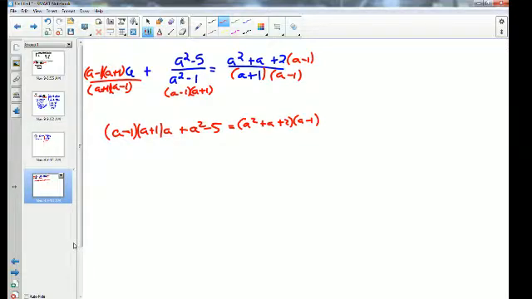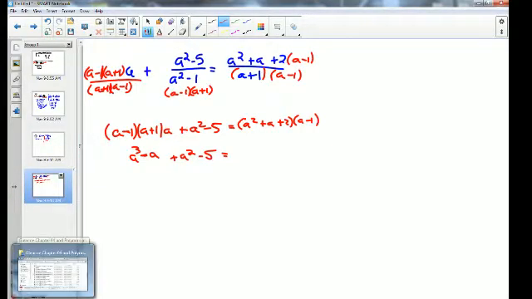Right, so there are your numerators. Your denominator's gone, right? And you just have a polynomial to solve. Are you sure about that? So we have to FOIL these out. Okay, so this is a squared minus 1, right? Yeah. And I can distribute this in and get a cubed minus a for this term. And then FOIL that out.